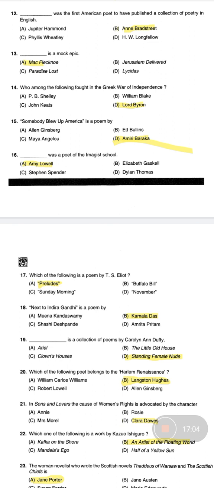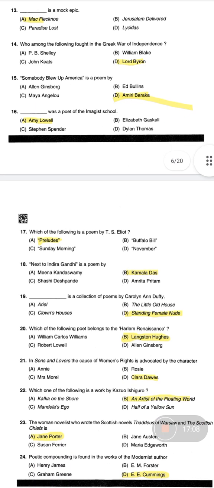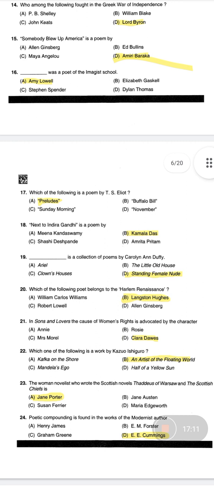Okay, next question. Which of the following is a poem by T.S. Eliot? Preludes. Guys, Preludes is written by T.S. Eliot. Prelude is also a work by William Wordsworth, but here, only Preludes is a work by T.S. Eliot. Preludes is a poem by T.S. Eliot composed between 1910 and 1911.